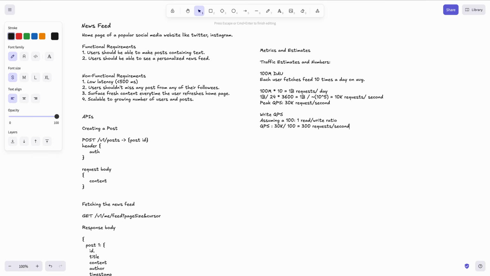So these numbers immediately tell us something important. We need a system that is highly optimized for reads. The newsfeed API would be one of our biggest bottlenecks, and we need to design our system to handle very high QPS with low latency. Next up, let's see our storage estimates.